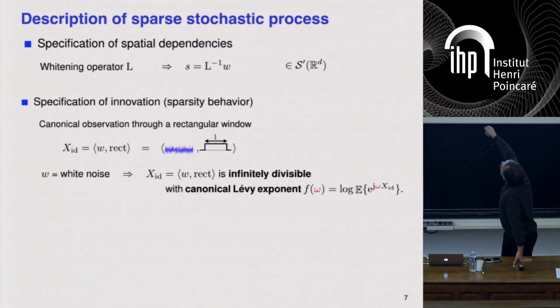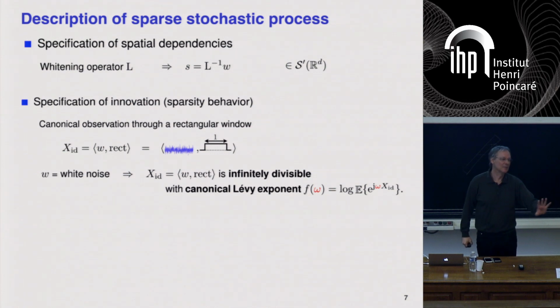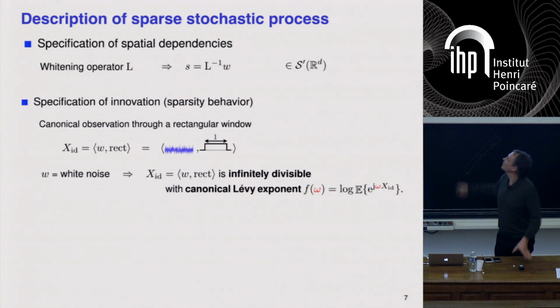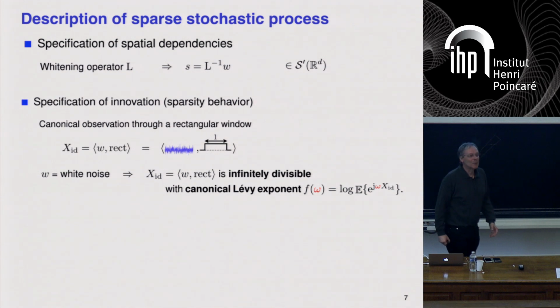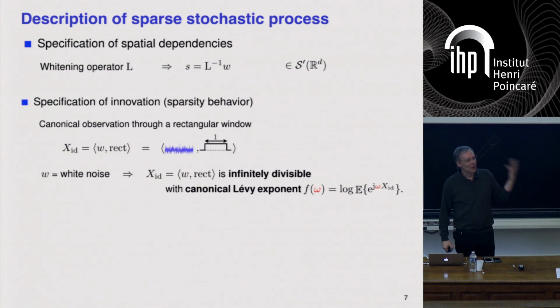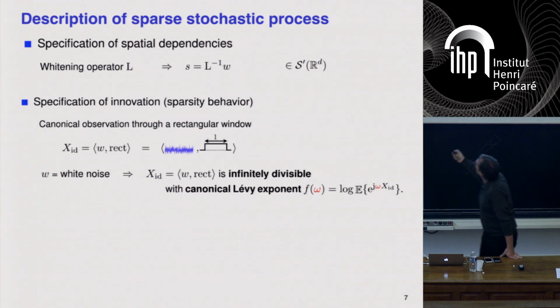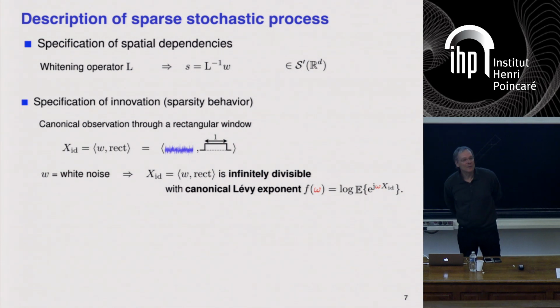And the way we can describe it, we can take the W here, which is this white noise that only an engineer can draw, because a mathematician would say that makes no sense. But I'm an engineer, so I'm allowed to make some scribble here to represent this white noise. Anyway, you do the inner product with the rect. Then you get a random variable, that's a normal random variable. And then there's a very fundamental property that the random variable that you get is actually infinitely divisible.